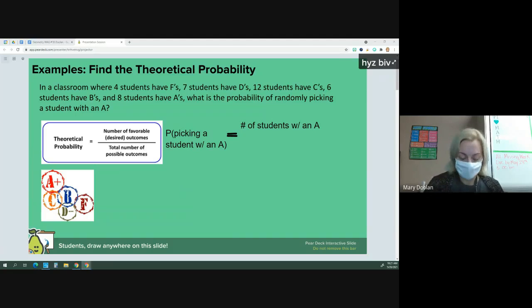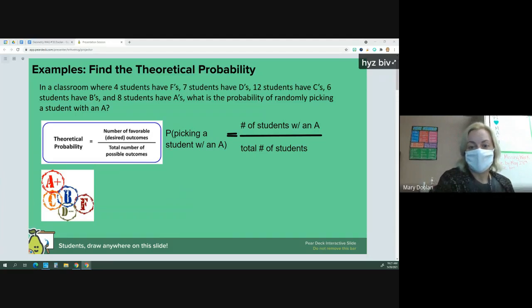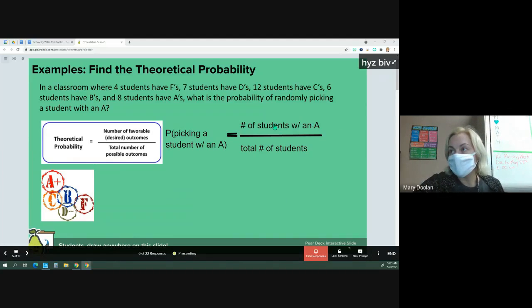And my denominator, the total number of possible outcomes, is going to be the total number of students with grades. Okay? And so we just say with students, because if you're a student, you should have a grade. Great. And now I'm going to replace these words with numbers.